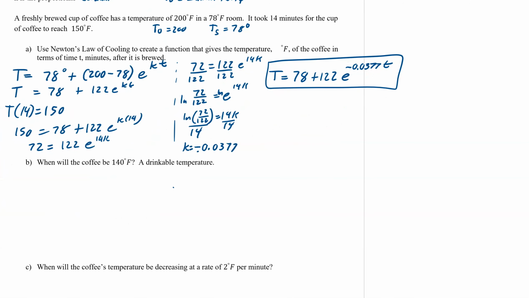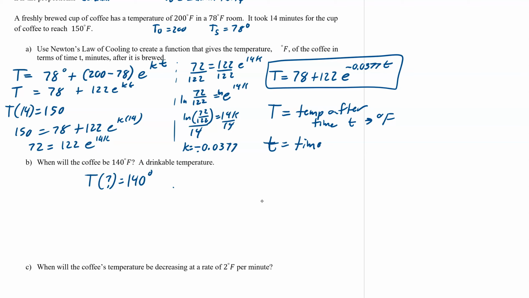So now we can use this to find out what temperature we want. So we want our temperature to be 140 degrees. So we're going to say T of what we don't know equals 140. That's what we're looking for. So we're looking for time. So when you make a formula, you always want to make sure you put everything in what they are. T is the temp after time t, and it is in degrees Fahrenheit. And t here is time, and that's in minutes. We could probably just put those in parentheses like that.